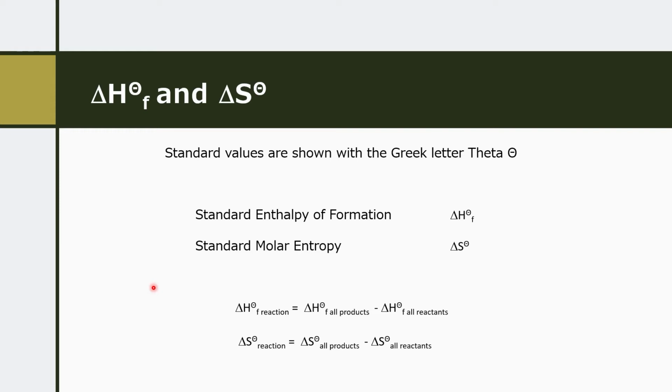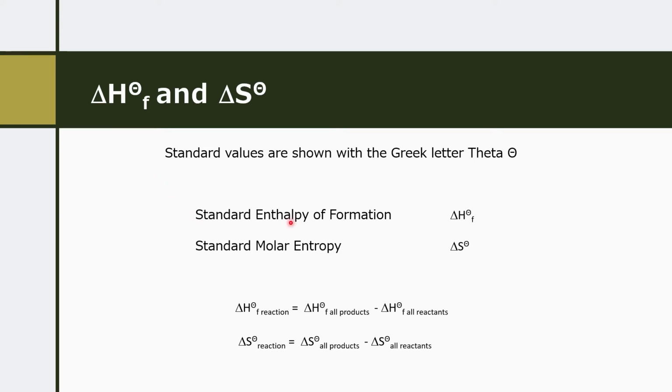So first off, when we start using these standard values, you're going to find that they usually look something like this. You'll see that they have a Greek letter theta, either a circle sitting at the top, similar to a degree symbol, or maybe it might have a line through it. These symbols represent that we are working with standard values, values that have been experimentally determined and then included as literature data to use in theoretical calculations.